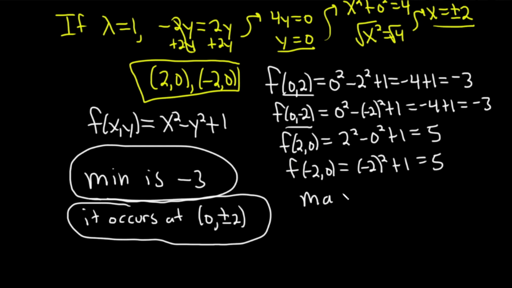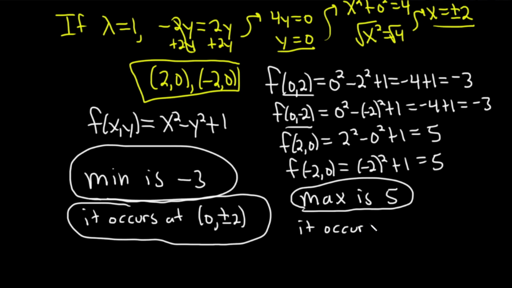And then the max is 5. It's the biggest number. So just the biggest one you get is the max. That's the max. And it occurs at two places. It occurs at (2, 0) and (-2, 0). So (plus or minus 2, 0).